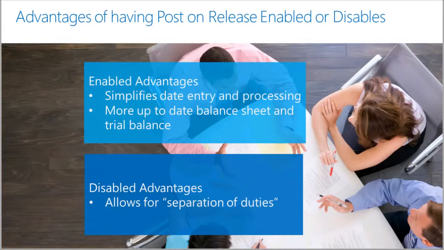There are some advantages to enabling post on release and also some advantages to disabling post on release. An advantage of having this enabled would be it simplifies the data entry and processing steps. It will also allow for more up-to-date balance sheet and trial balance. An advantage to having it disabled would be you have a separation of duties. The same person would not be allowed to both release and post batches. Two separate people could be assigned these duties to help catch errors or fraud.